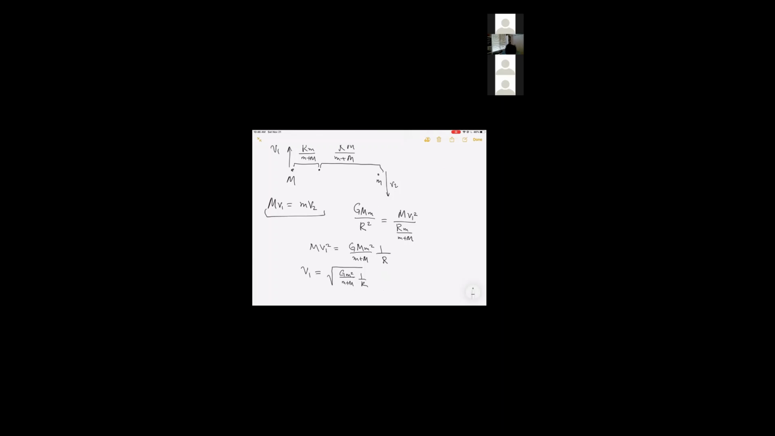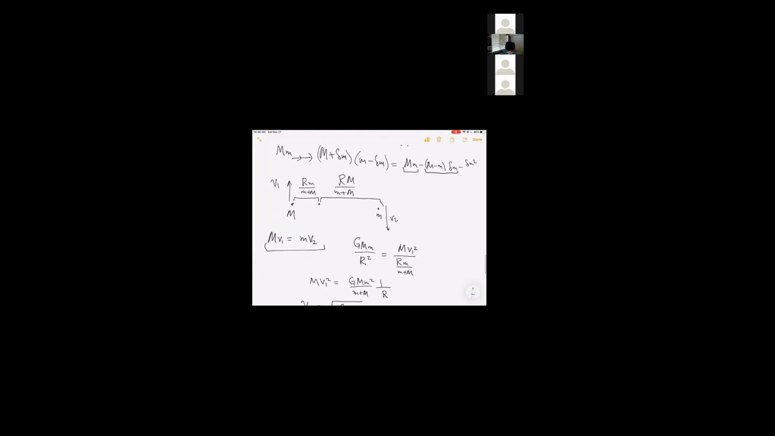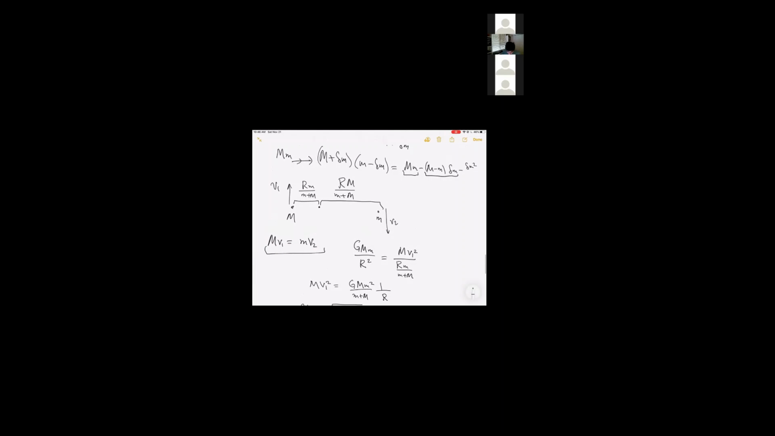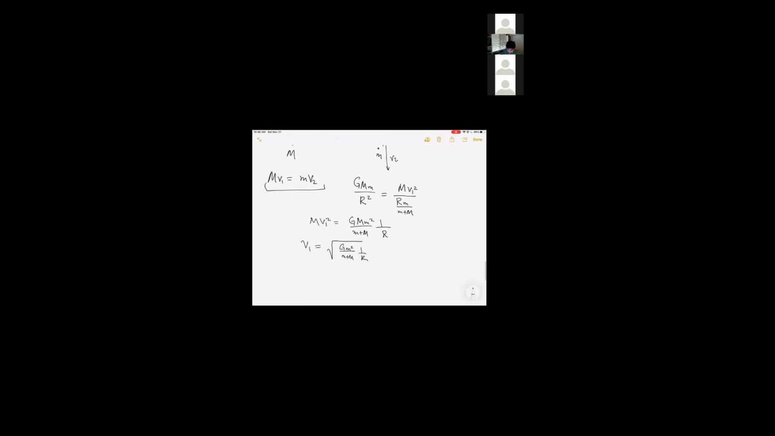I think I've made a mistake here. Does somebody want to help me figure that out? No, I've not made a mistake. Yeah, this is fine. And then V2 is equal to root, by similar logic. Okay, these are the values of the velocities.